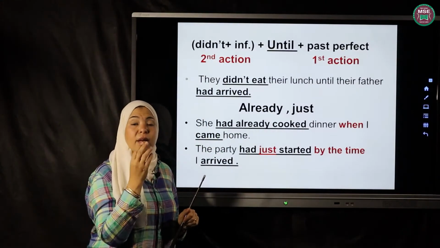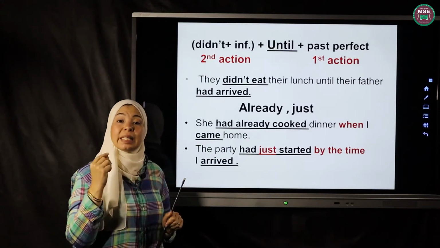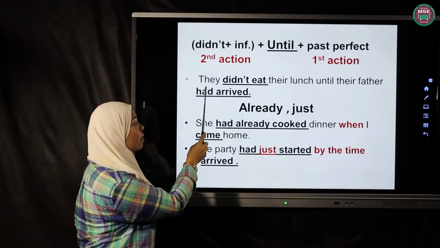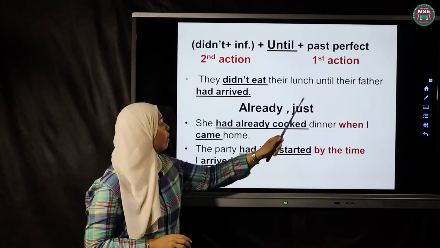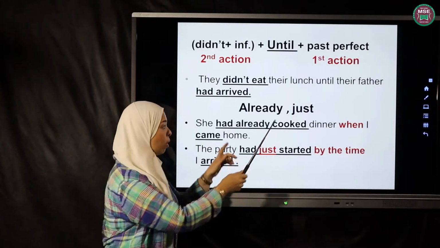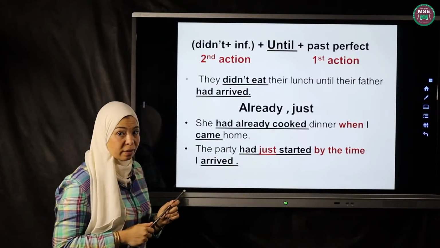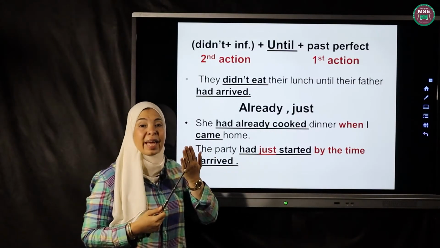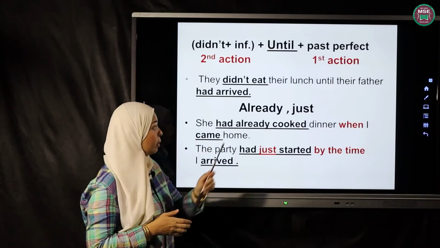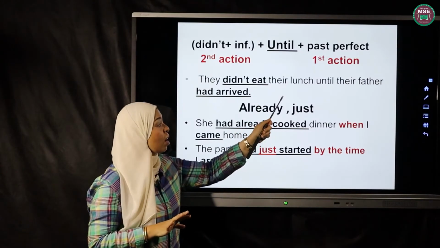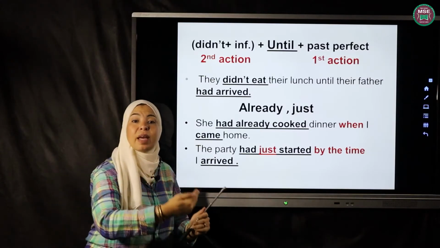Okay? As I said. As long as it's in the past and I want you to put it in the negative form, there should be didn't plus infinitive. Okay? They didn't eat their lunch. They didn't eat the lunch until what happened? Until their father had arrived. So, after, if I would like to explain it, after their father had arrived, okay, they ate their lunch. But what actually happened? They didn't eat. They kept waiting for their father until their father had arrived. Until their father had arrived first, then they had the lunch.